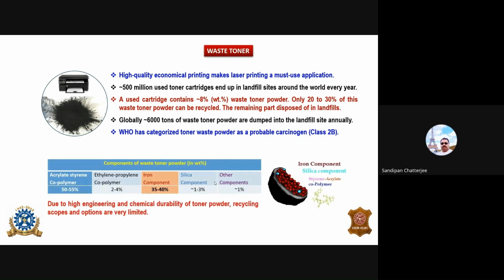So first we see what is the composition of the waste toner. It contains mostly 50% acrylic styrene copolymer, along with 30 to 35 to 40% iron component, along with some other minor components, some polymers, some silica compounds, some dyes, all these things. This acrylic styrene copolymer is very stable, both mechanically and chemically, which actually hinders its recycling. Options are very few because unless you destroy this polymer structure, you cannot use it. So we tried to find a way in our own way.